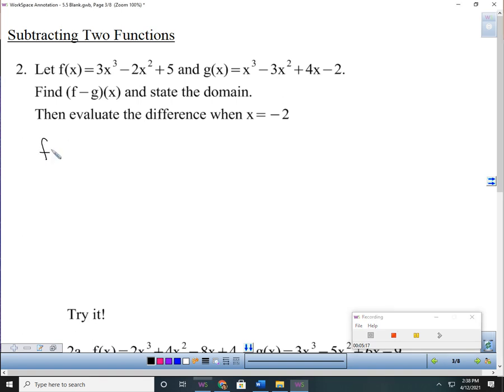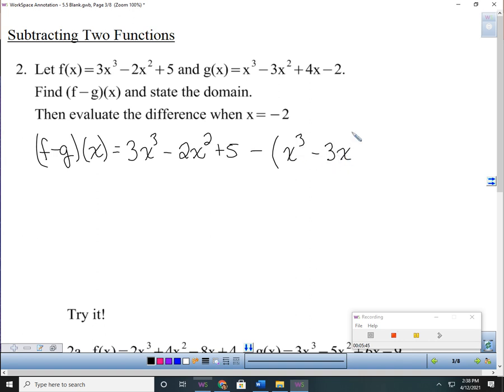So if I'm subtracting, I'm taking f and I'm going to subtract g. So I have 3x to the third minus 2x squared plus 5. And I'm going to subtract. Now this is where it's important, because I'm subtracting this whole thing. So it's important to know that we're subtracting the entire thing. So I'm going to put it in parentheses. And this is something that we've done in the past.